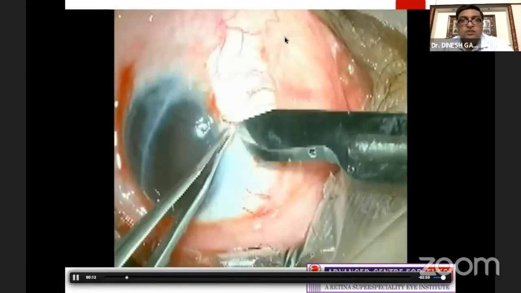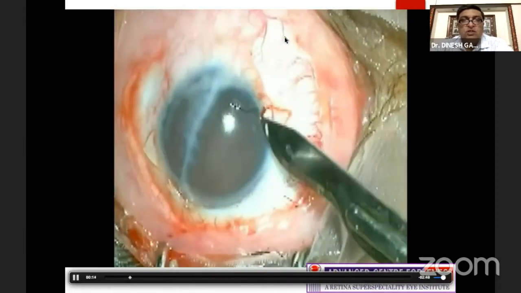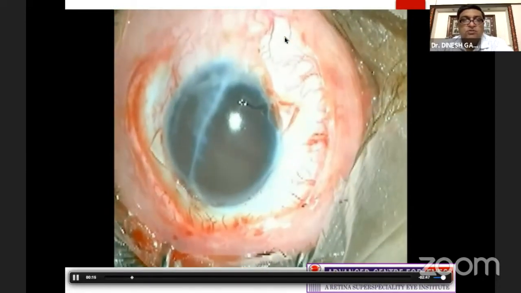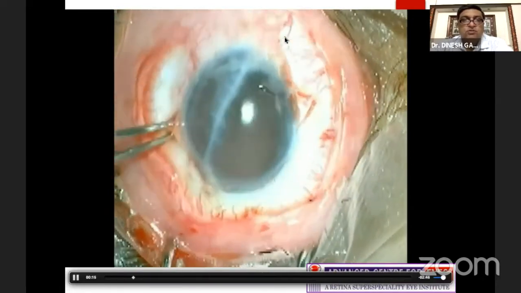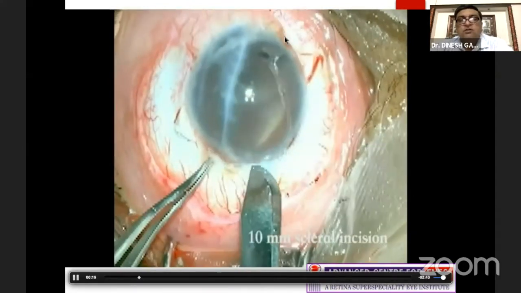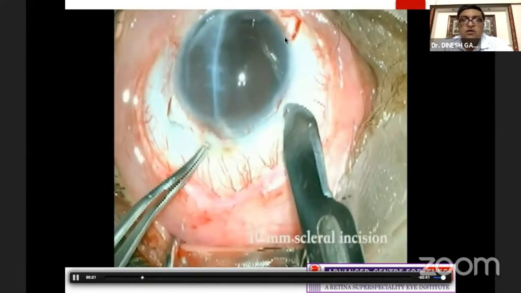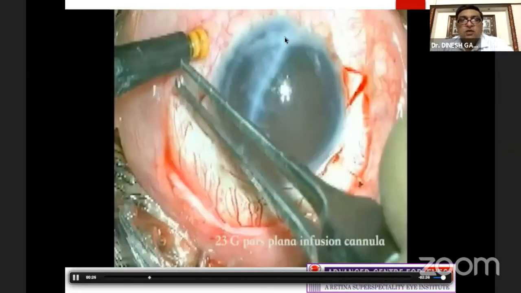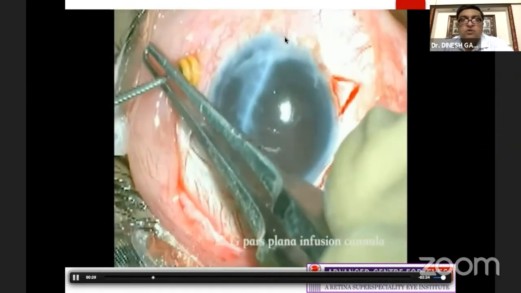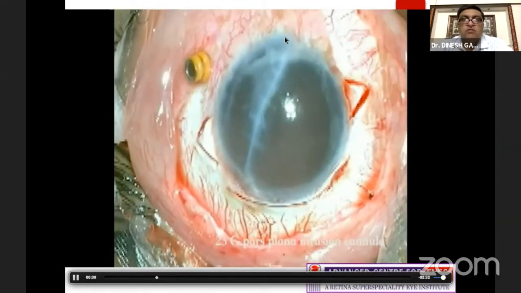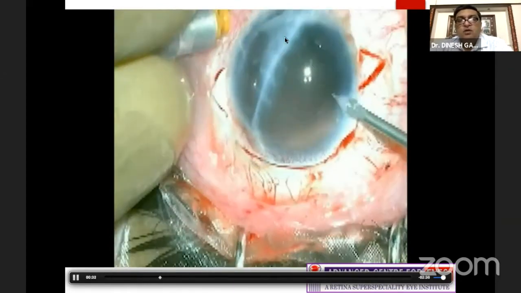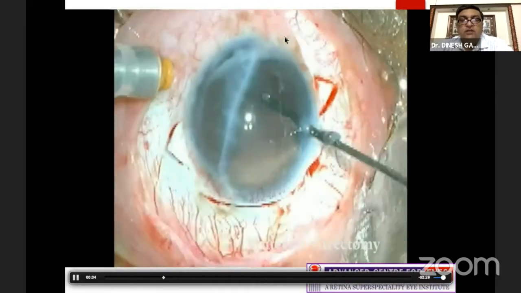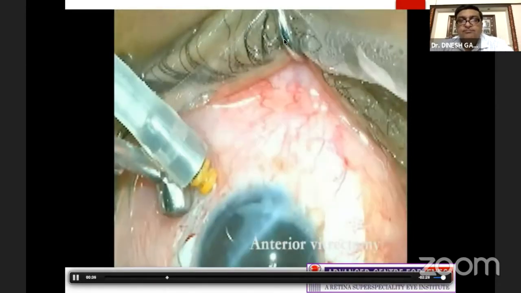So this surgery was done elsewhere. He had a corneal scar. We fashioned the scleral flaps and a corneal groove 10 millimeter was made. And in this surgery, we have used a 23 gauge trocar cannula system. And we have done anterior vitrectomy as well.